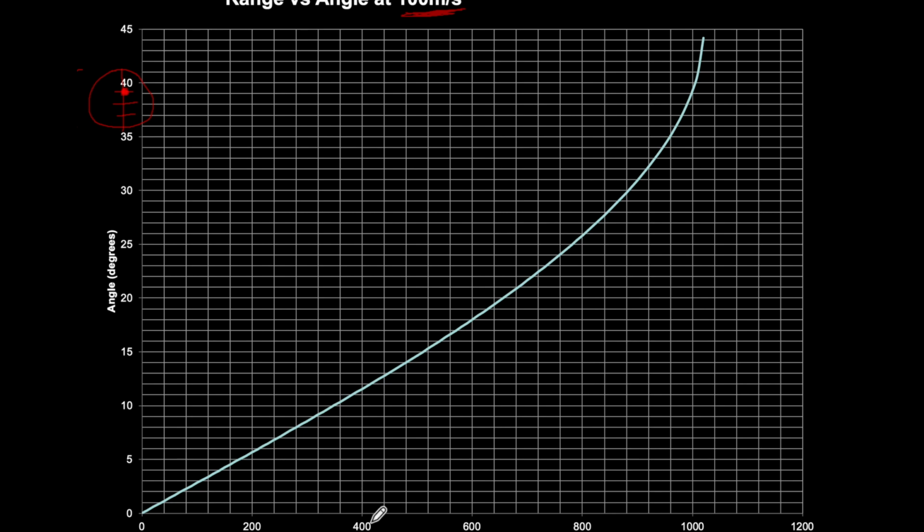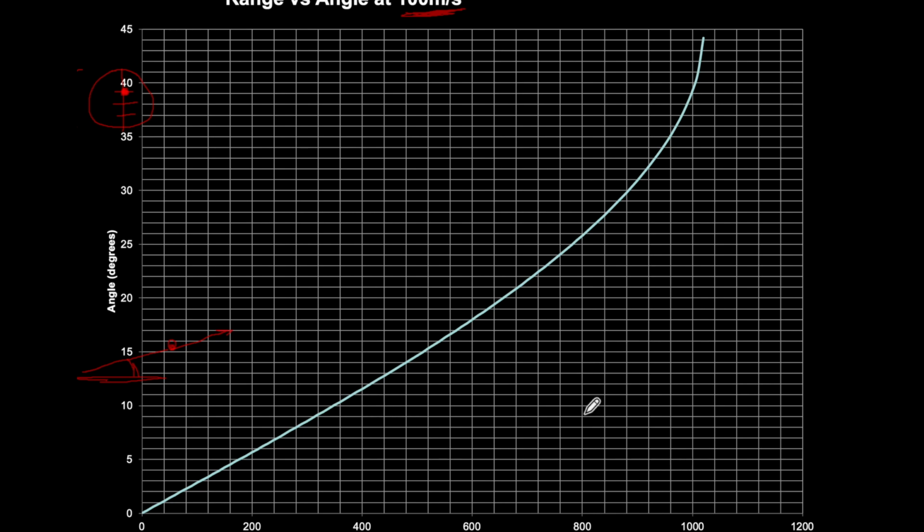And if my target is 400 meters away, I'm going to have to shoot about 12 degrees above the horizontal. In other words, if this is my gun here, I'm going to have to aim it up at a 12-degree angle, this angle right here, 12 degrees from the horizontal. So when the projectile leaves at 100 meters per second, 12 degrees above the horizontal, I should be able to hit something 400 meters away.